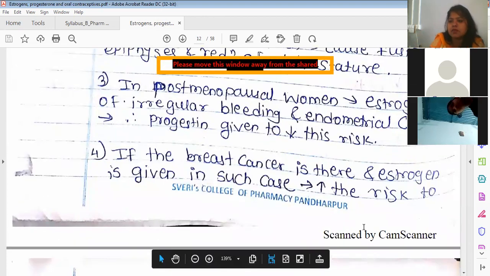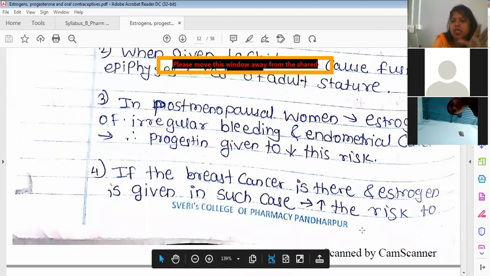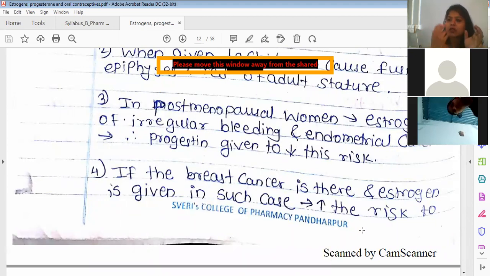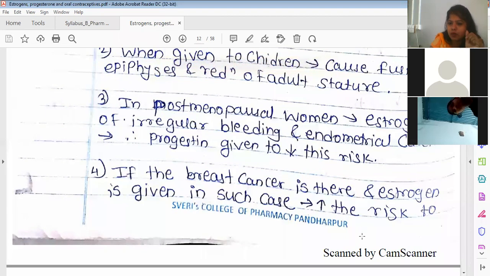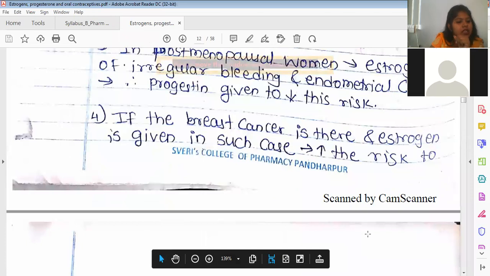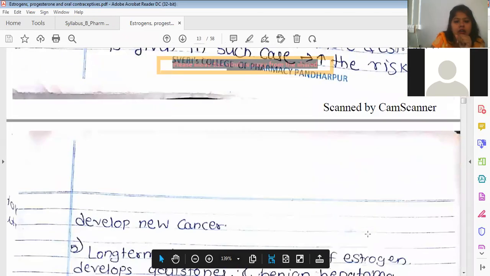म्हणजे त्या केसमध्ये काय होतं, ते छोटं बेबी जे असेल किंवा जे कुठले चिल्ड्रन असेल ज्याला आपण इस्ट्रोजन दिले, that will start to develop the adult characteristics. Clear? Then, if the breast cancer is there, the estrogen is given. Okay, definitely in treatment of breast cancer the estrogen is given. That time it increases the risk to the development of the new cancer.